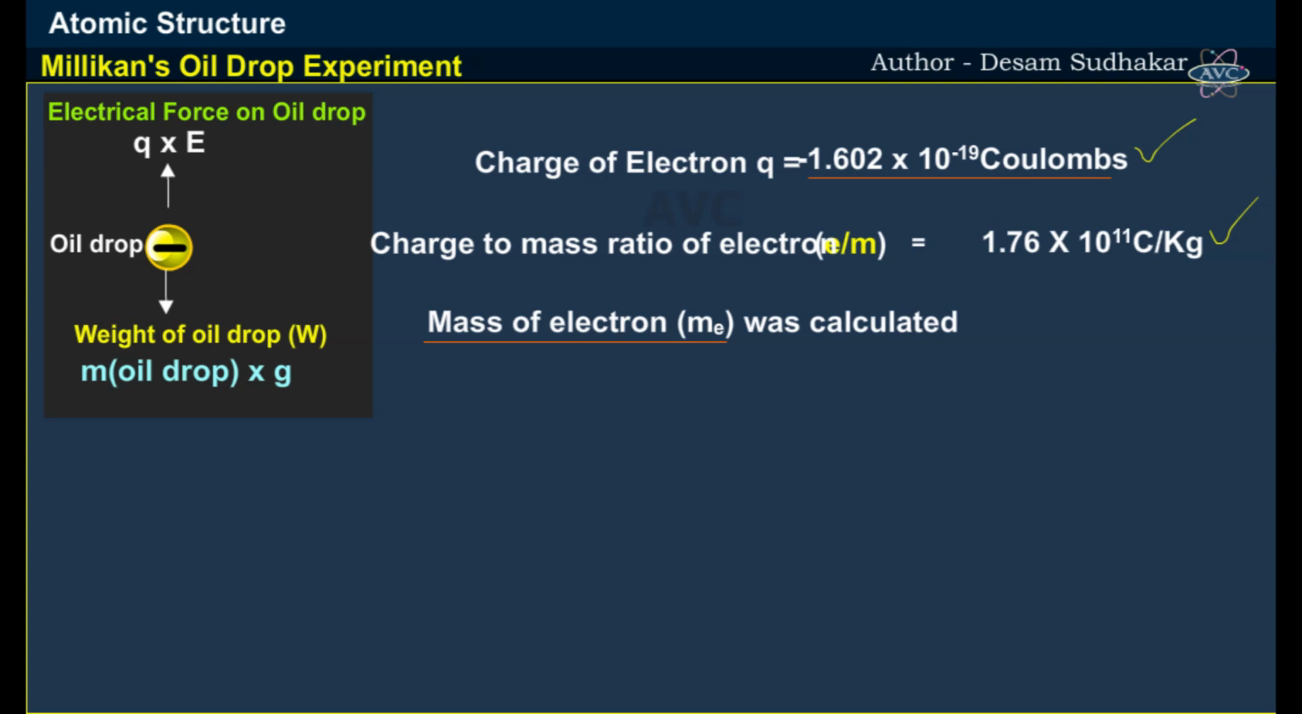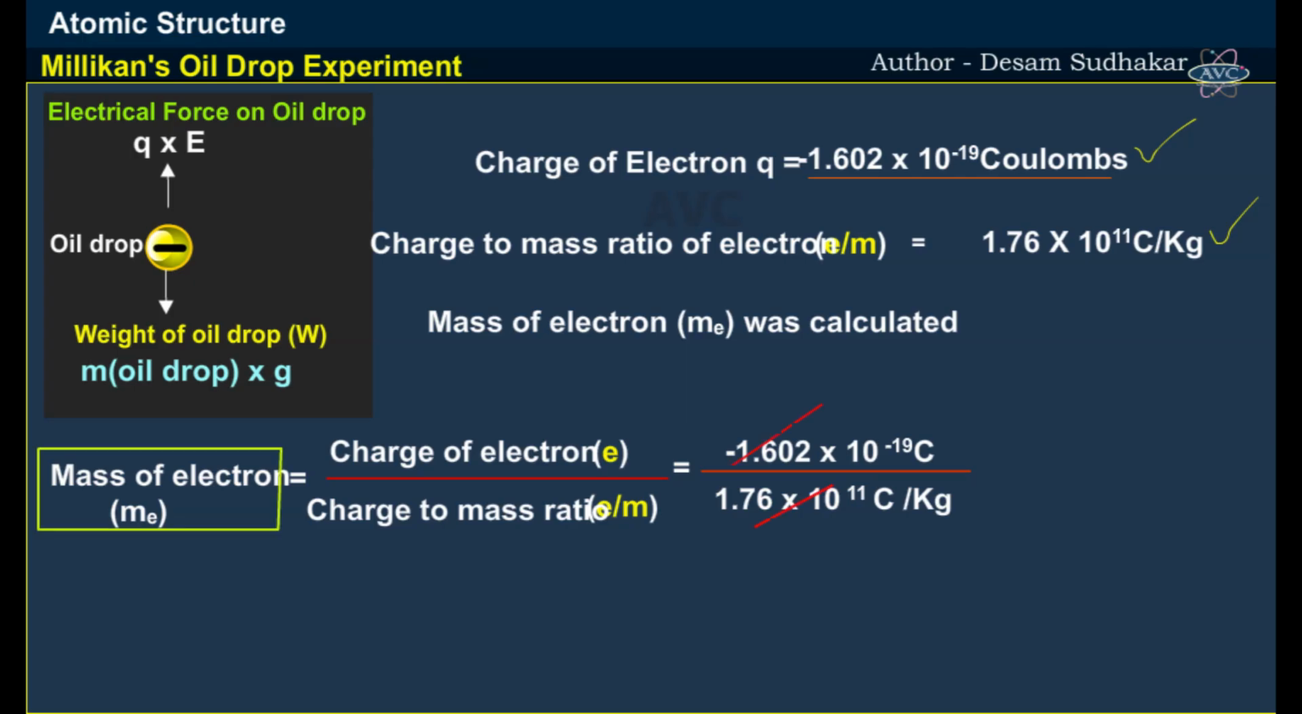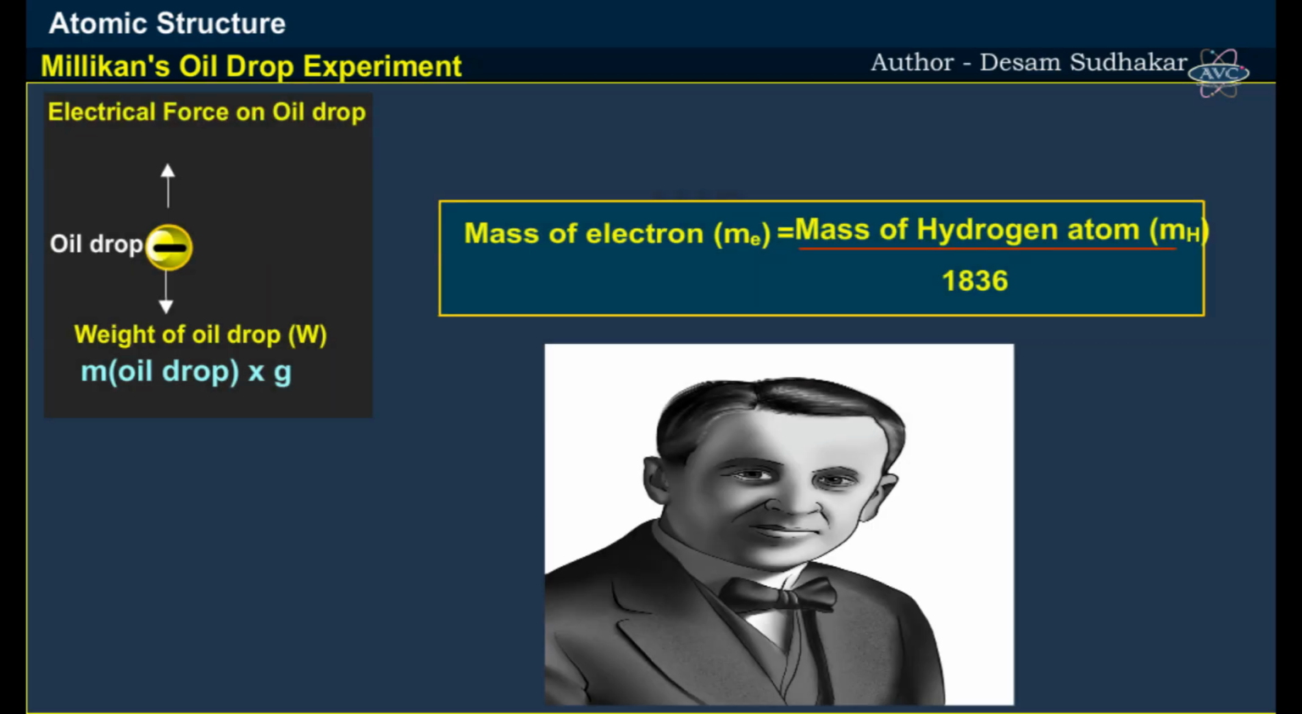On substituting these values in the equation e divided by e by m, we get minus 1.602 times 10 to the power of minus 19 divided by the value 1.76 times 10 to the power of 11. On further calculation, the mass of the electron was found to have a value of 9.11 times 10 to the power of minus 31 kilograms. It was also found that the mass of the electron was about 1836 times lighter than the mass of a hydrogen atom, as shown by the equation.